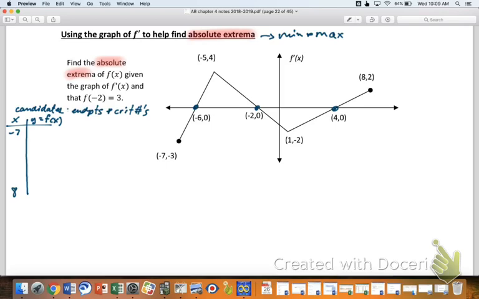So -6, -2, and 4. And of all my 5 candidates, I already know all that I need to know about one of them. Which one do I already know everything about? Yeah, f of -2 equals 3. It's right here. So that's kind of like my starting value. I know for sure that that's what's happening at f of -2.